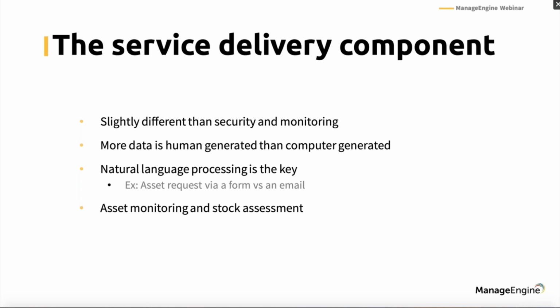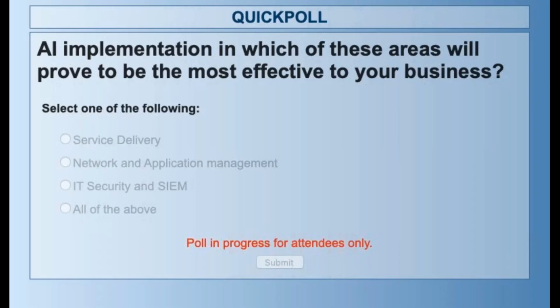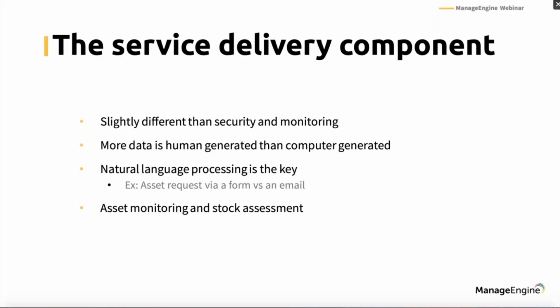Now we'll have a quick poll. So we looked at three components: the security component, the monitoring component, and the service delivery component. Now we'll have a quick poll where you can tell me AI implementation in which of these areas will be most effective to you. Please poll in your responses. Well, that is interesting. So 50% of you want all of the above. So thank you for the poll. These polls help us have better webinars and bring out better features in our products really soon.